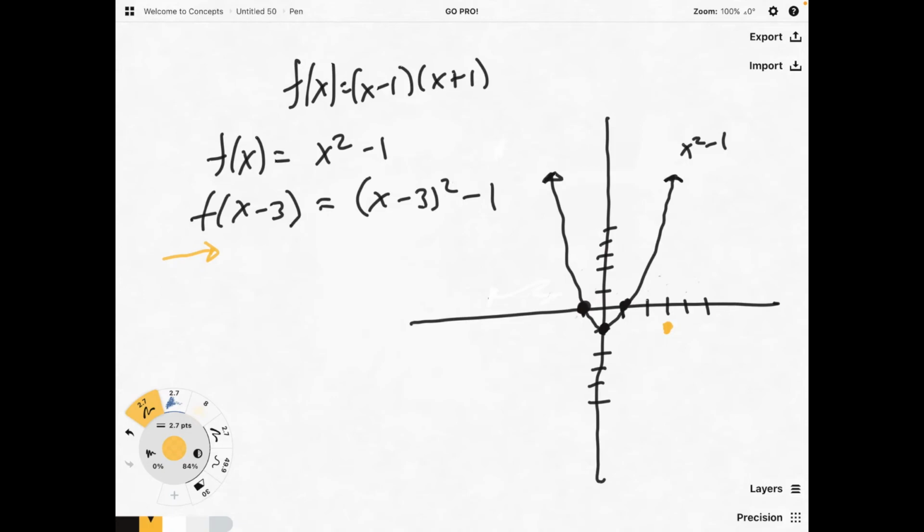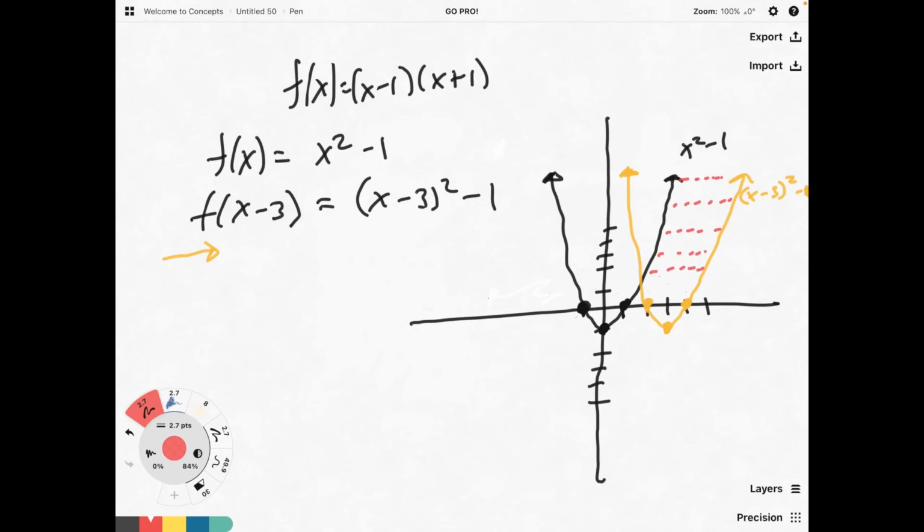If we go to 4, then we do 4 minus 3, which is 1. 1 squared is 1, 1 minus 1. And if we do 2, then that's 2 minus 3, which is -1. -1 squared is 1. 1 minus 1. So then we see, by connecting these points, that this graph is in fact the same as our x squared minus 1, our original function. However, it has shifted 3 units to the right. And if you want, you can check that all points on the graph are exactly 3 units over. And there you go.